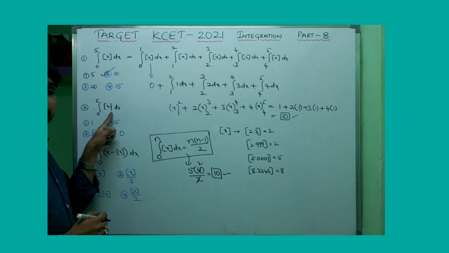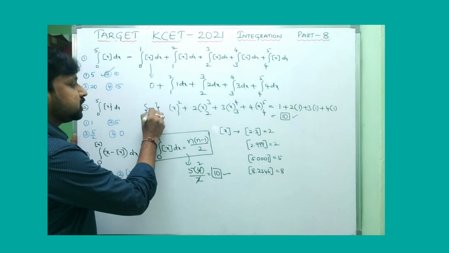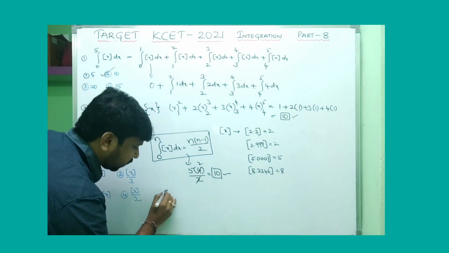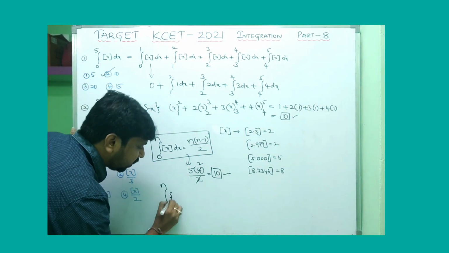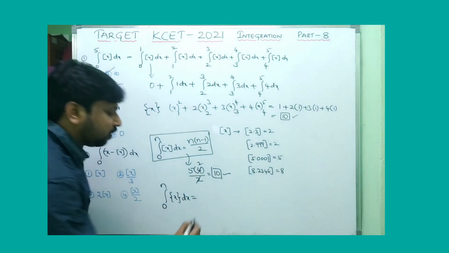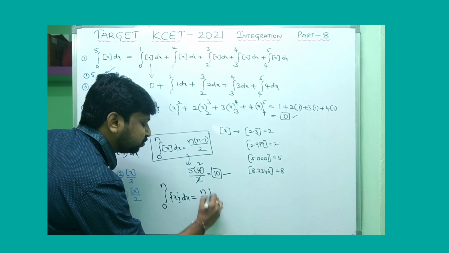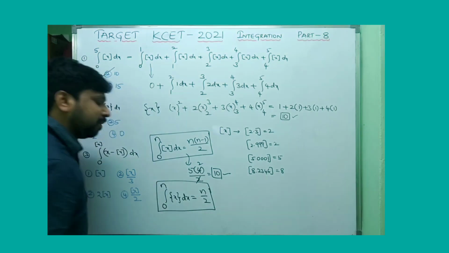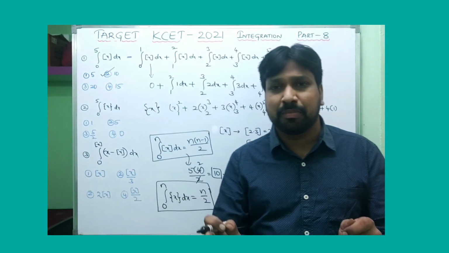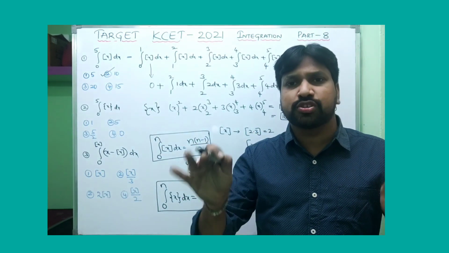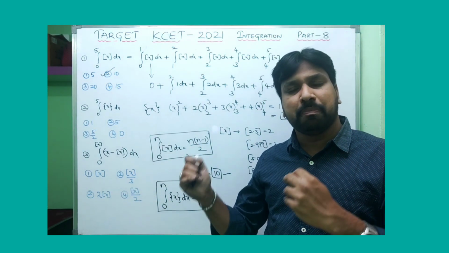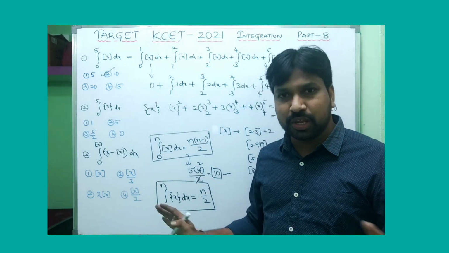If you use flower brackets, that is the fractional part of x. You have a shortcut formula for the fractional part of x also. Integral 0 to n of fractional part of x dx, the shortcut formula is n by 2. So it's a very direct shortcut formula: whatever upper limit is there, upper limit by 2. That's n by 2 only, your answer.